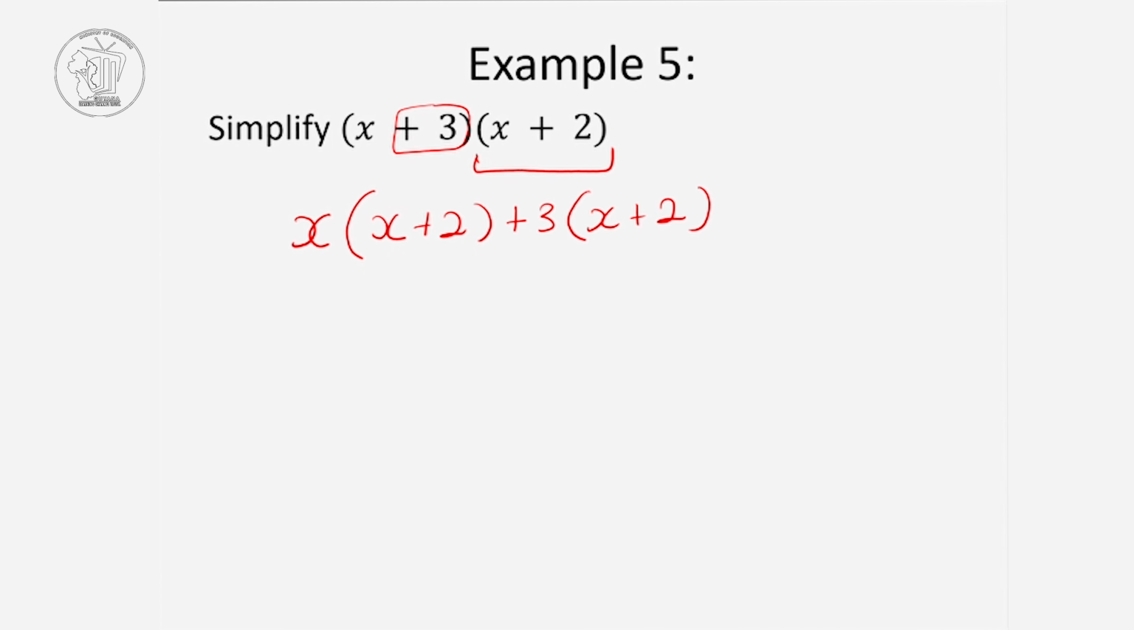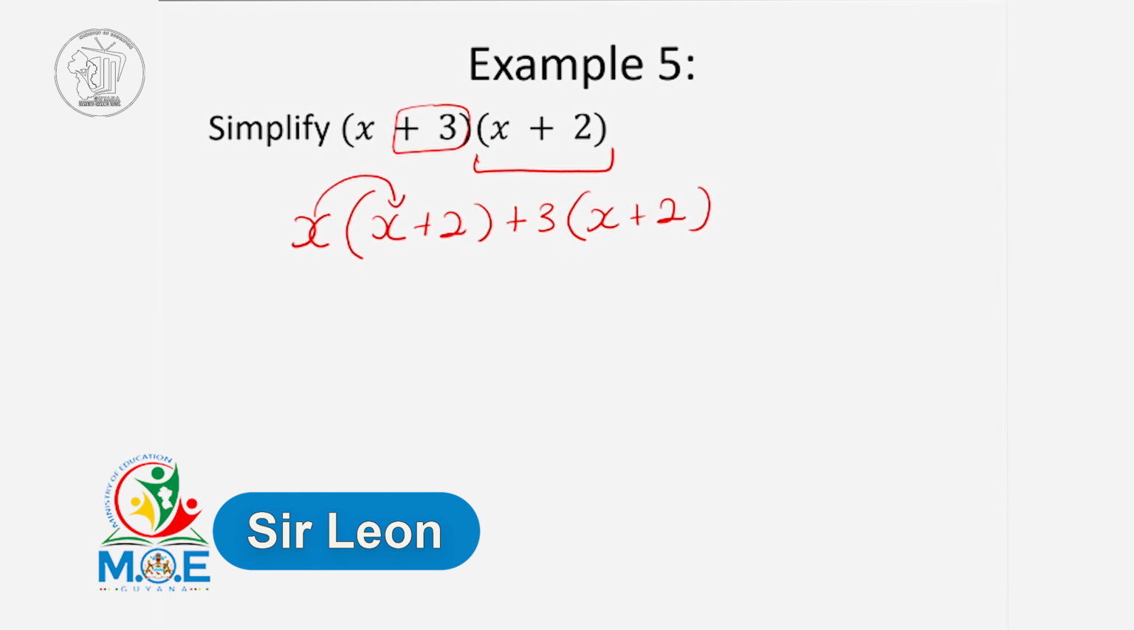And now we distribute the x. So x times x will give me x squared. X times positive 2 will give me plus 2x. And now we have the 3. So plus 3 multiplied by x will give me plus 3x. Now I have plus 3 multiplied by 2, which will give me plus 6.